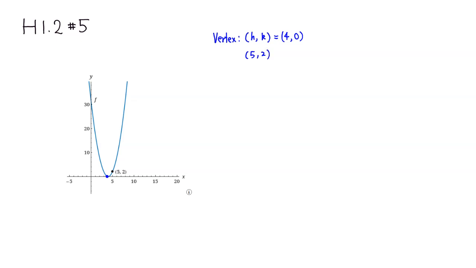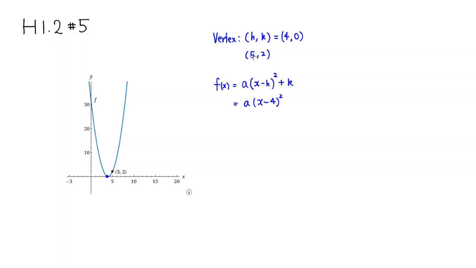Remember that if you have f of x, a quadratic function, the vertex form is a times quantity x minus h quantity squared plus k. In this case, we already know h is 4 and k is 0, so this is going to be a times quantity x minus 4 squared, and plus k is 0, so I'm not going to write anything down. We know that much.